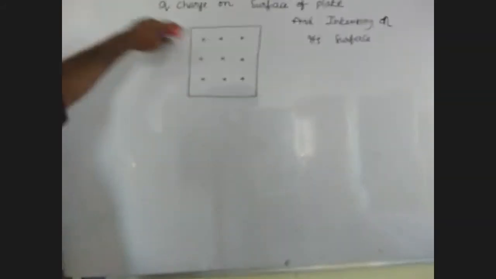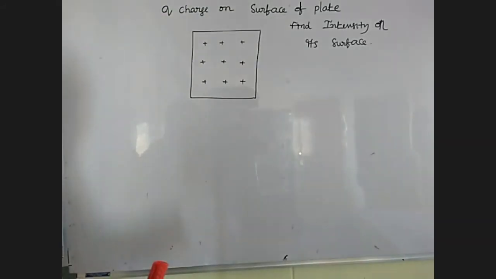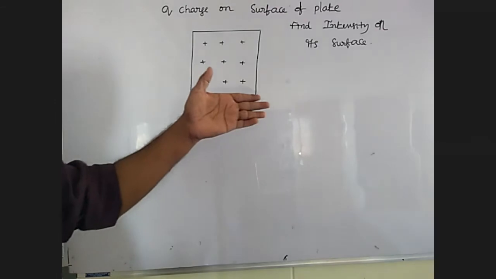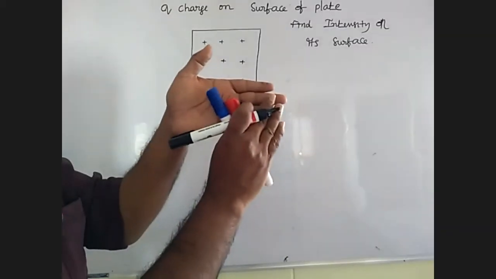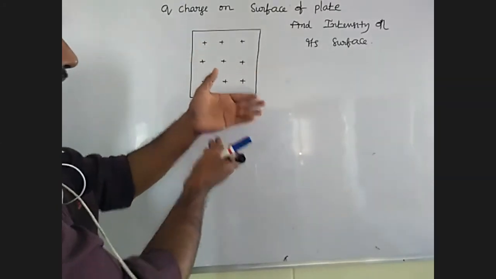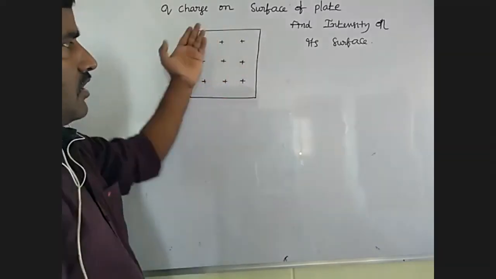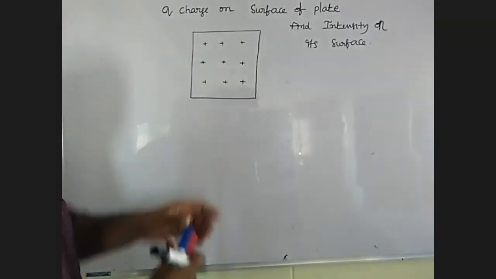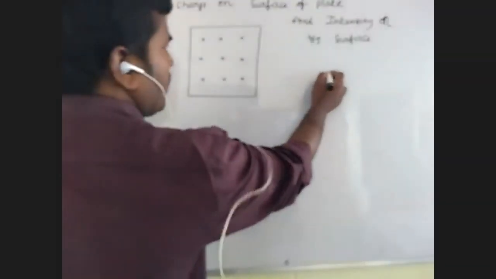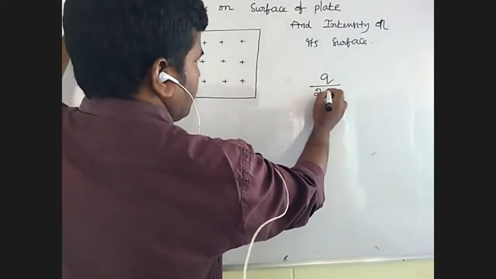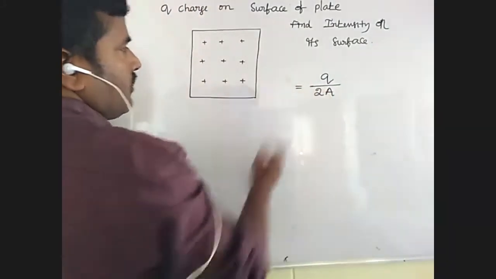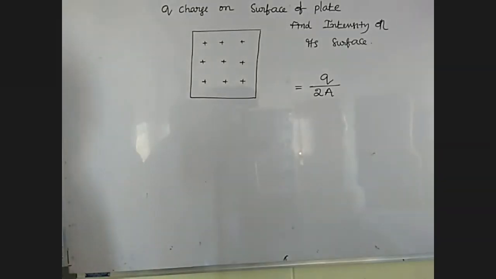Q charge on surface of plate means, just observe, this is one plate. Plate means charge occupied on this surface as well as the back side. Charge accumulates on two surfaces. That means total charge accumulates on two surfaces, 2A.